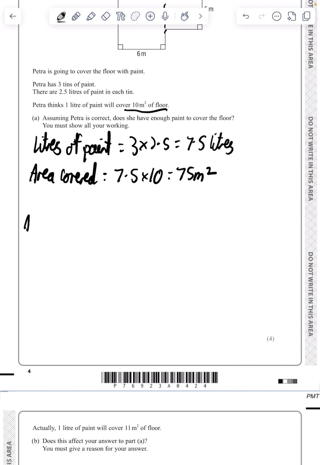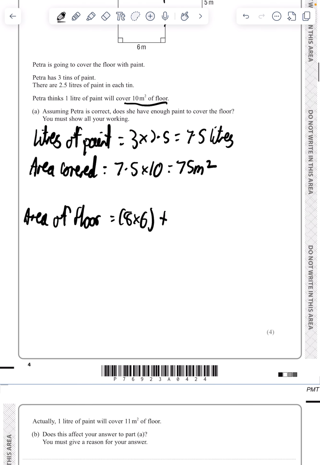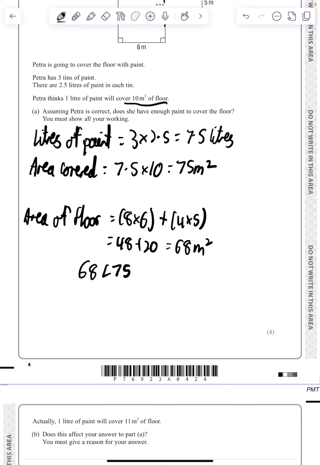So plus 4 times 5. You can see the area covered is more than the area of the floor, because 60 is less than 75, yes, Petrol has enough paint.